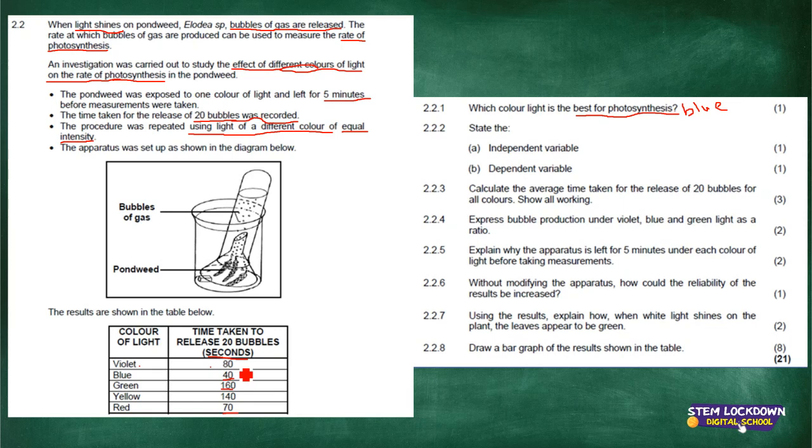And the reason that the answer is blue is because it released 20 bubbles in 40 seconds. So the color blue released those bubbles in the least time compared to all the other colors. All right, question 2.2, state the independent variable.